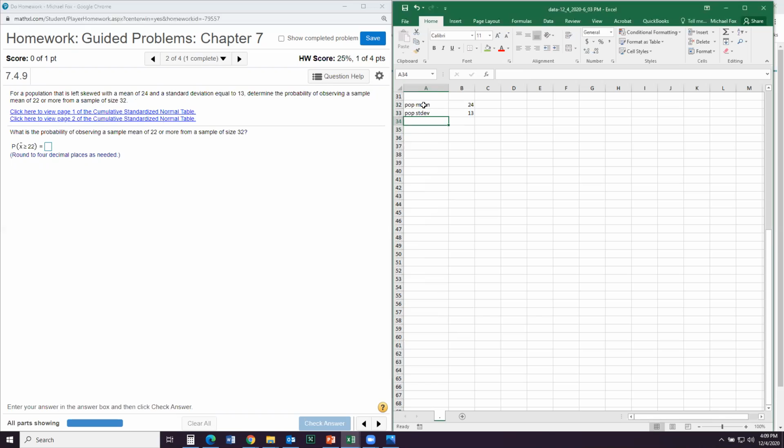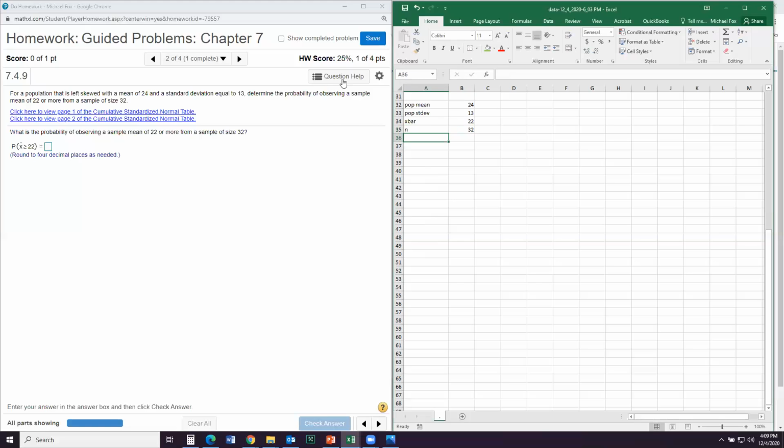We are wondering what the probability of observing a mean, so the mean would be X bar of the sample, would be 22, with a sample size N of 32. So I think that's everything we know. So now we're going to have to figure out a couple of things. And so this is where we would need a formula. So if you have it memorized, terrific.